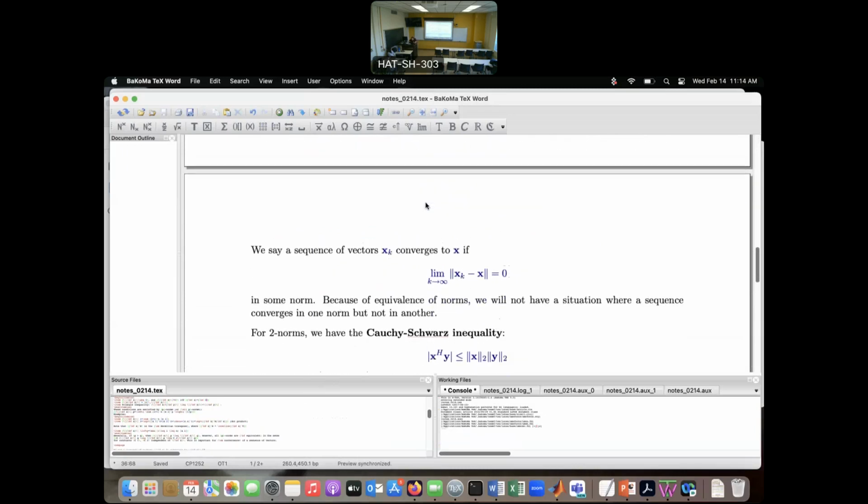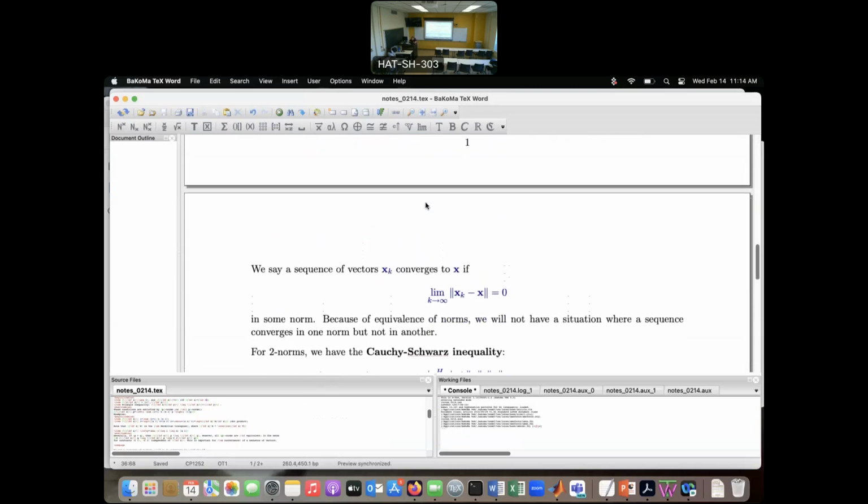Okay. Questions so far about vector norms or convergence of sequence of vectors?